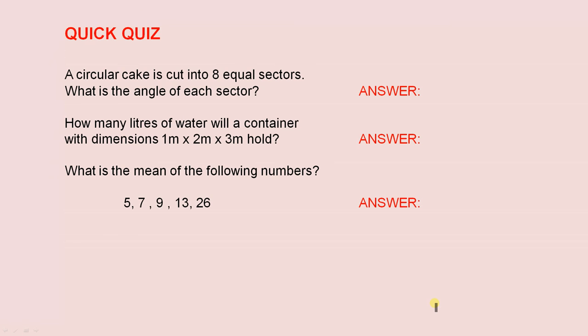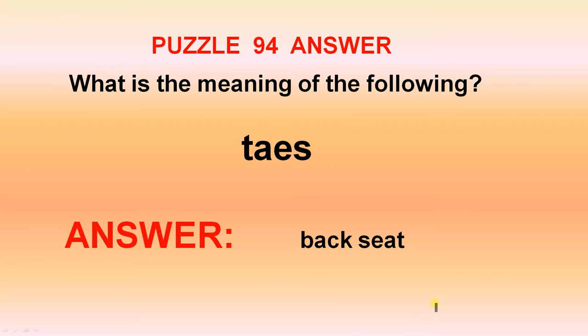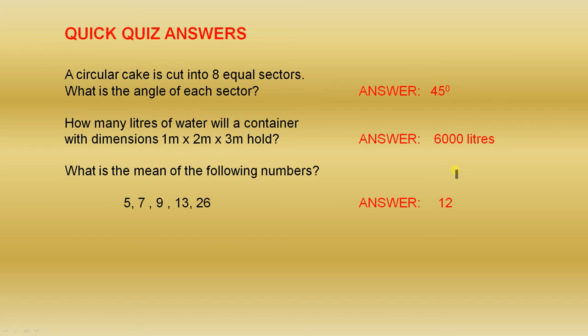Here's a quick quiz to help you, and please check through the video at any time. What is the meaning of the following? This is the answer to the puzzle. Back seat. I think you can see that. Quite straightforward, isn't it? Here are the answers to the quick quiz, and the video is at your disposal.